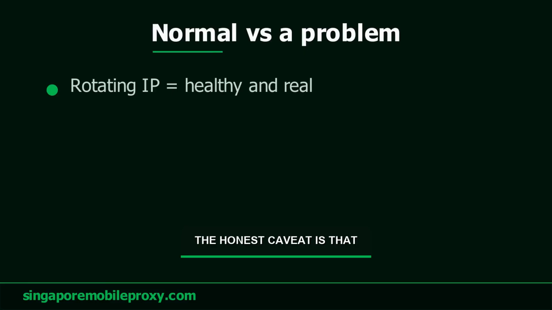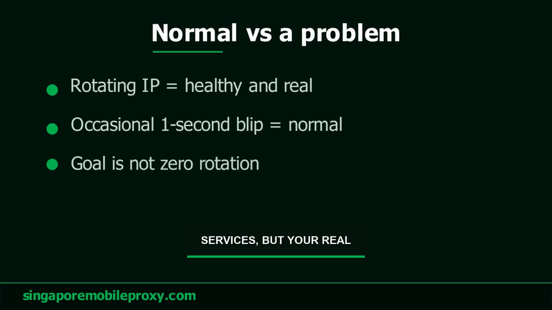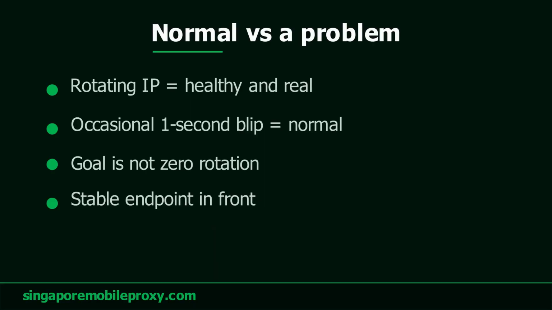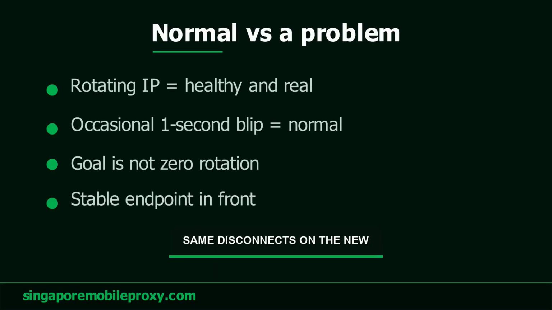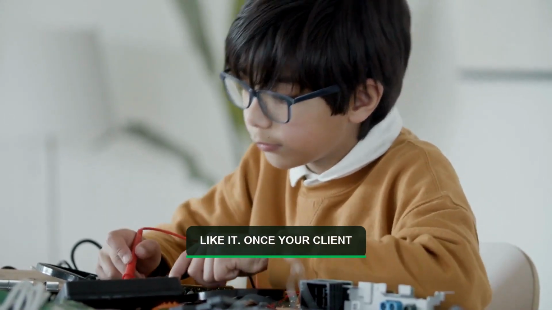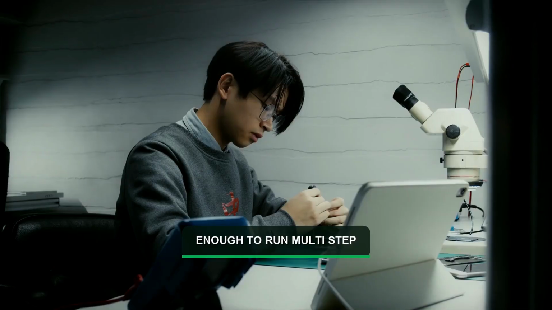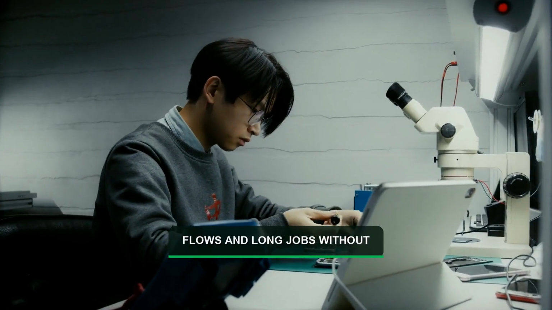The honest caveat is that the right fix depends on which cause you have, which is why the diagnosis order matters more than any single setting. If you skip straight to blaming the provider and switch services, but your real problem was 40 threads through one device or a 3-second timeout, you will see the exact same disconnects on the new provider and conclude that all mobile proxies are unreliable. They are not. They are real radios on real towers and they behave like it. Once your client is built for that, a good mobile proxy on a dedicated device is stable enough to run multi-step flows and long jobs without babysitting.